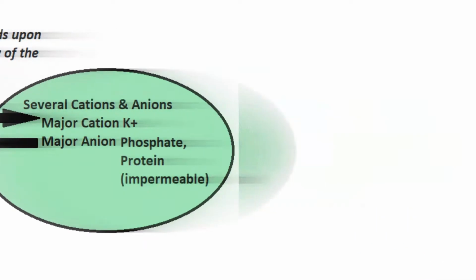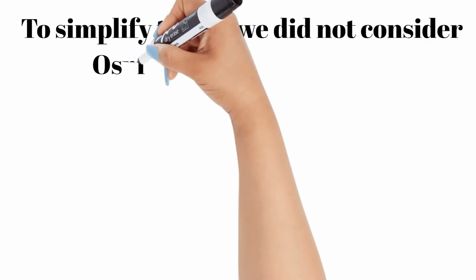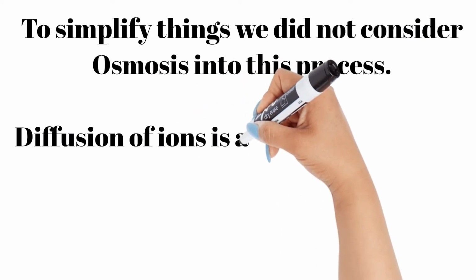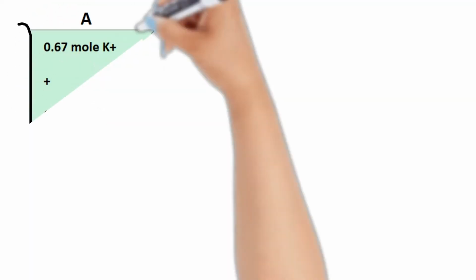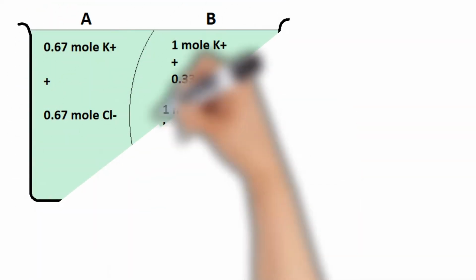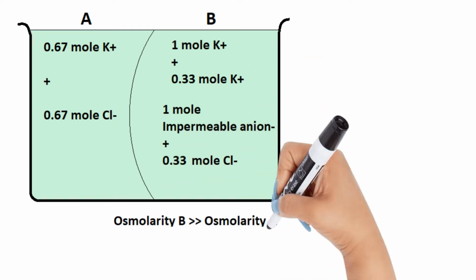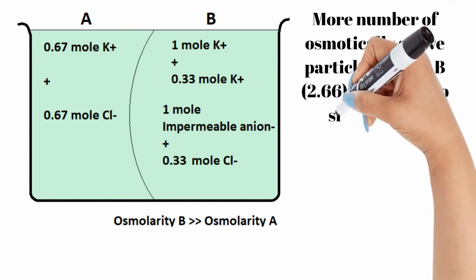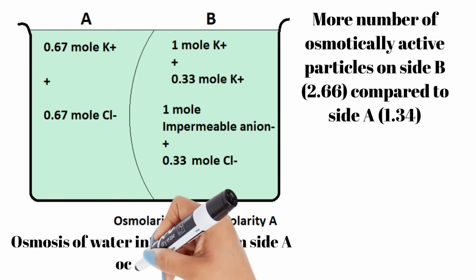Now, let us take another factor into consideration when Gibbs-Donnan equilibrium is considered. The process of osmosis is invariably associated during movement of ions. In the previous hypothetical analogy, side B will have a higher number of osmotically active particles at equilibrium that leads to a higher osmotic pressure. As shown, this causes osmosis of water into side B and resultant expansion of its volume.